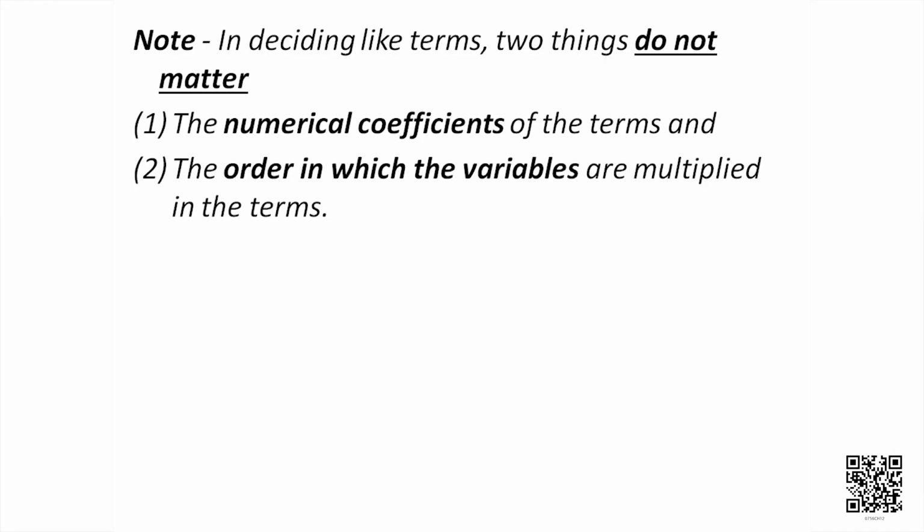Okay. So friends, let's move on. The very important thing is that when we are deciding the like term, two things do not matter. One thing is the numerical coefficient of the term, and second, the order in which the variables are multiplied in the terms. Okay. So these two things we have to note.